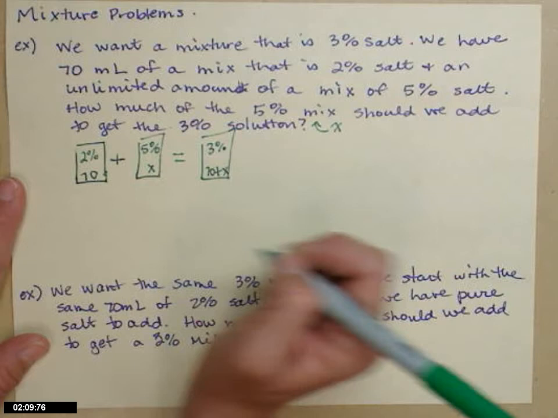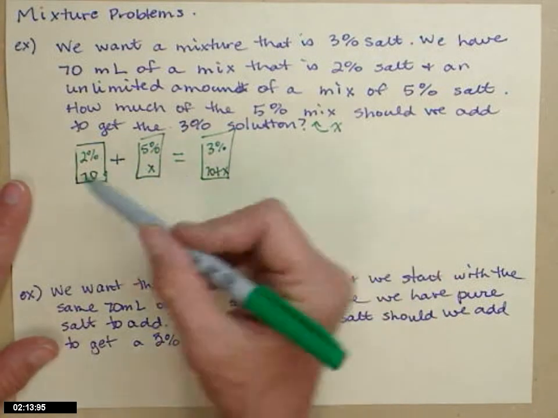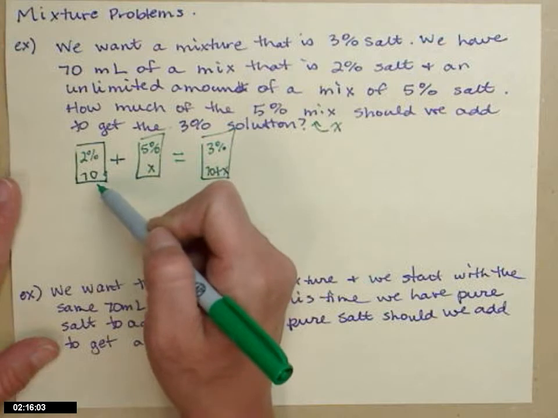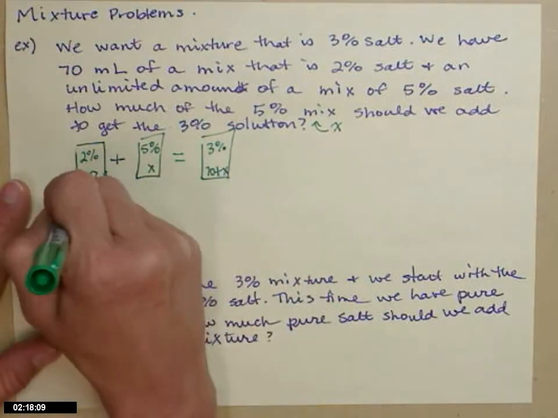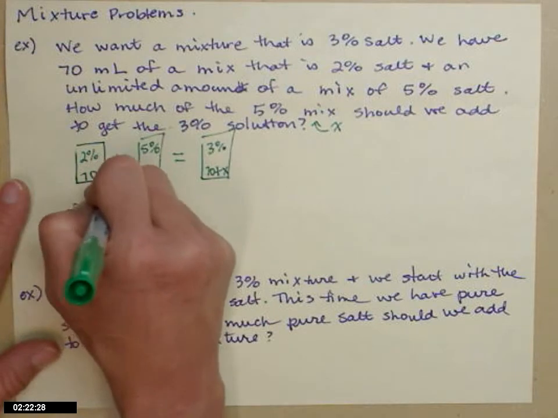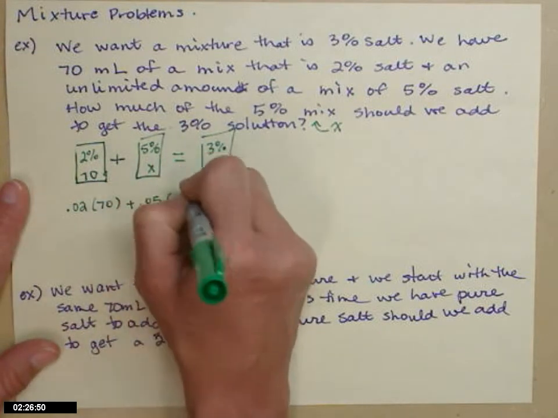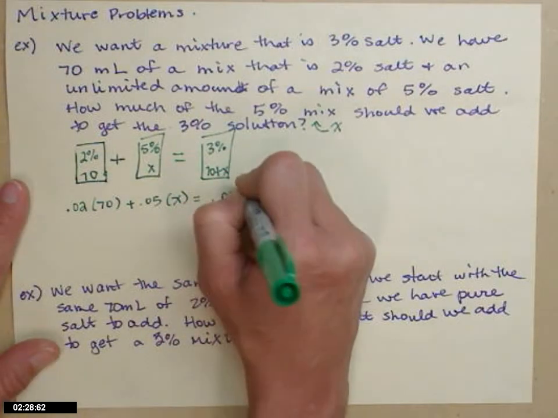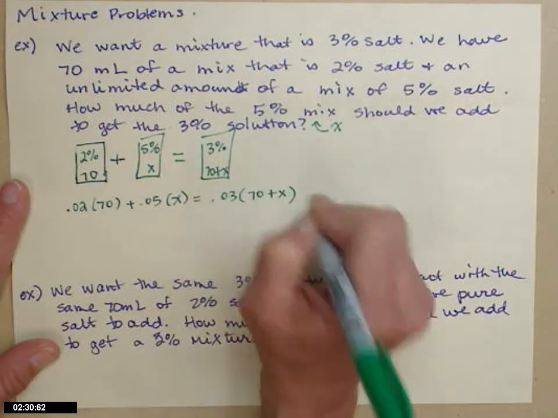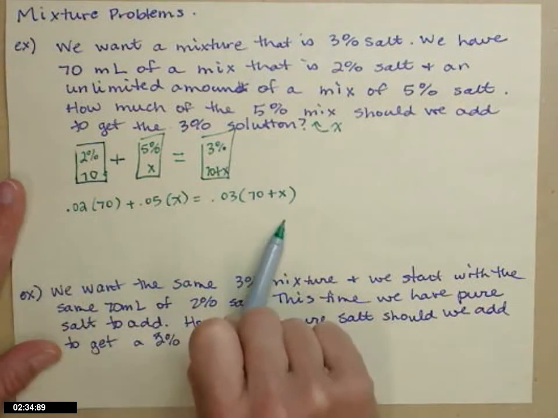And then from this picture, I write my equation, which is essentially how much salt we have at each stage. So it's the percent of salt times how much volume we have. And remember, percents go in equations as decimals, so 0.02 times 70 plus 0.05 times x equals 0.03 times (70 plus x). That's a binomial, so it goes in parentheses, so we distribute. And here's an equation that we have to solve.